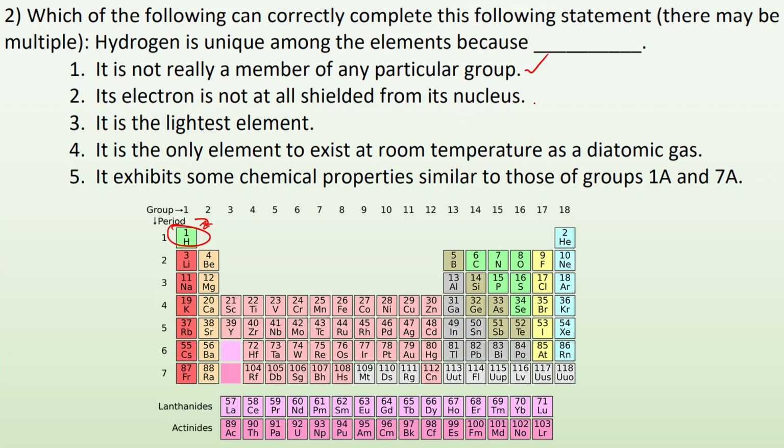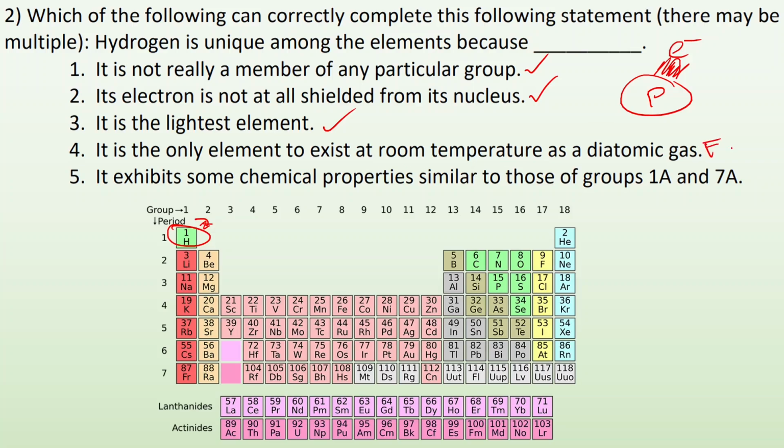Its electron is not shielded from the nucleus. That is also very true. There's just one proton and one electron. There's no shielding in between for that hydrogen atom. It is the lightest of the elements. Also a true statement.